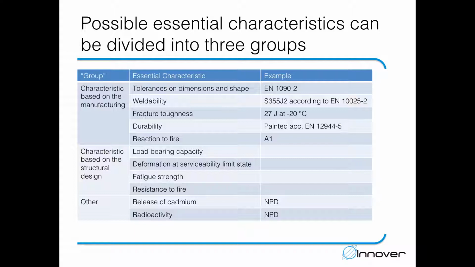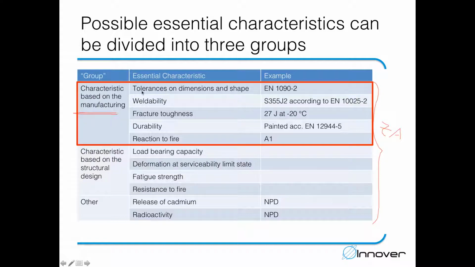And for this I have divided all the characteristics into 3 groups. Like before, in the first lecture, I said that all these characteristics are defined in Appendix C2, and the same is here. I have divided the characteristics into 3 groups based on where the proof comes from. In the first group we have the characteristics that are based on the actual manufacturing. These include tolerances on dimensions and shape, weldability, fracture toughness, durability, and reaction to fire.